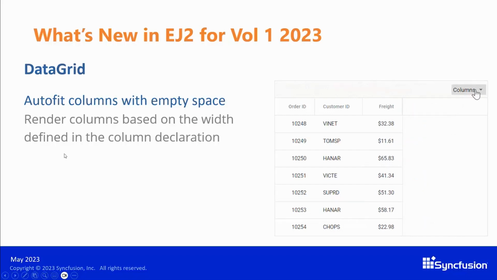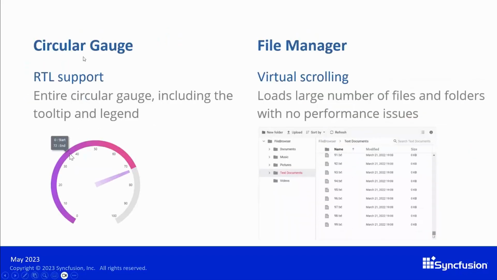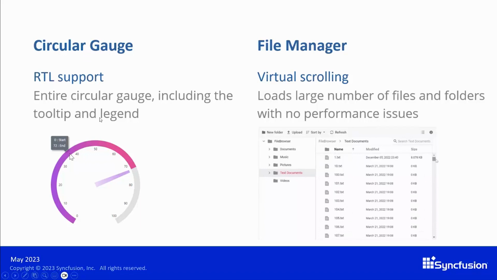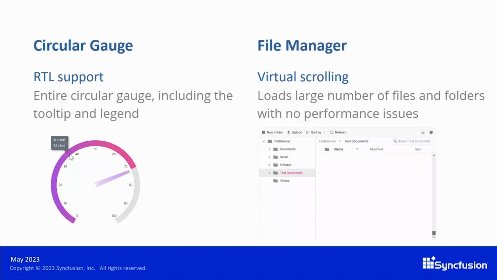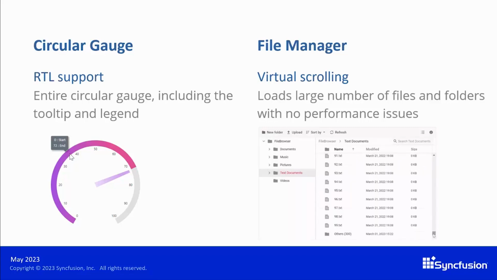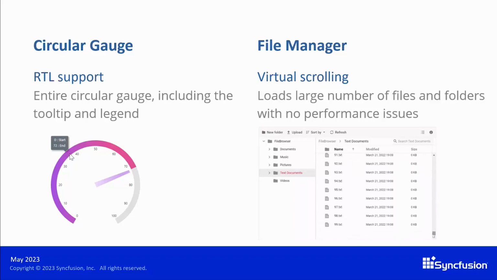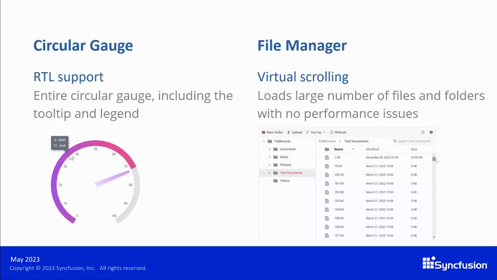Again, you can have a look at this in the demo page as well as in the documentation. And next to the circular gauge, the RTL support has been added. So now you can render the entire circular gauge along with its tooltip and legend features in right to left direction. So based on the culture, you can make use of it. And to the file manager component, virtual scrolling support has been added, which helps you to load a large number of files and folders in it with no performance issues.